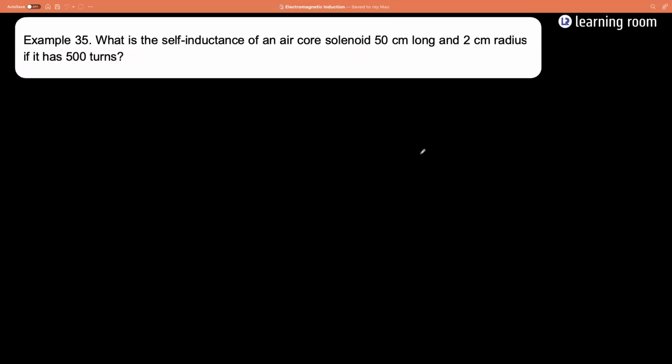So what is the self-inductance of an air core solenoid 50 centimeter long and 2 centimeter radius if it has 500 turns? Please do it faster.